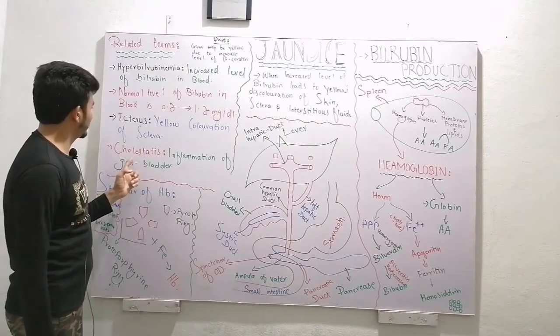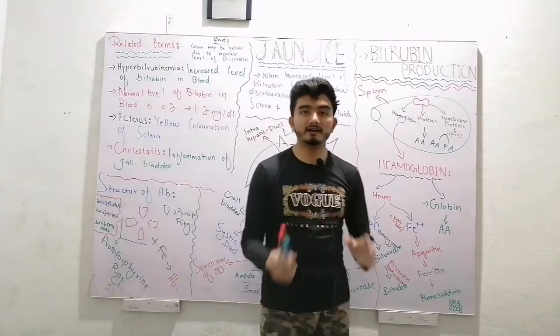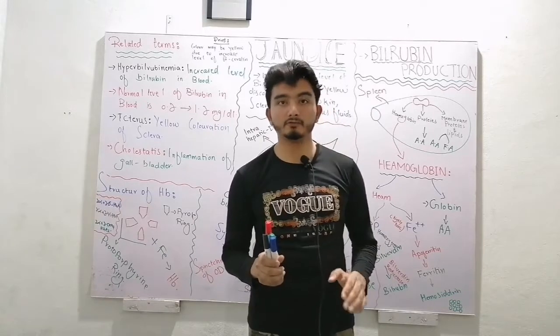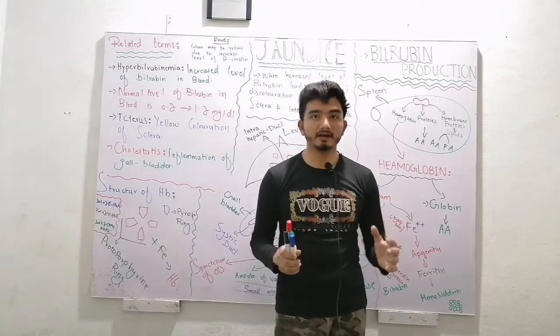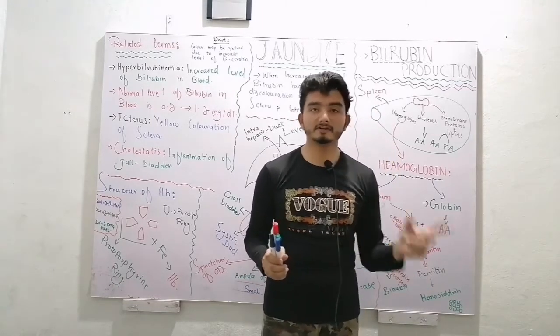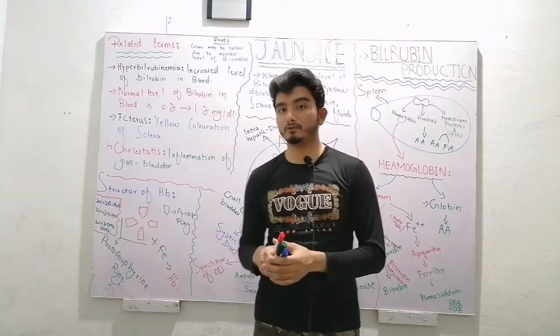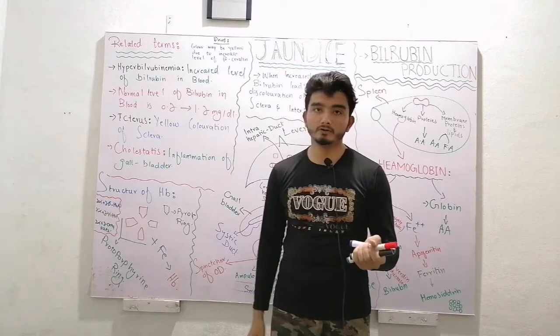And another term is cholestasis. You know the gallbladder. The gallbladder is the organ present below the liver. And what is the function of the gallbladder? It stores the bile. The bile comes from the liver to the gallbladder and is stored there. So if there is inflammation in the gallbladder, that is called cholestasis.